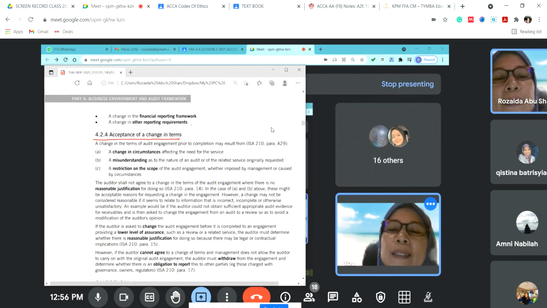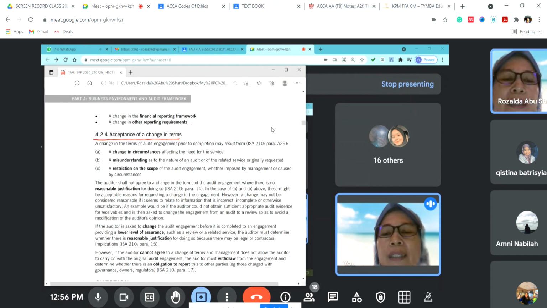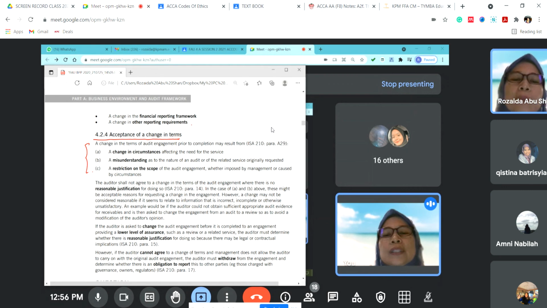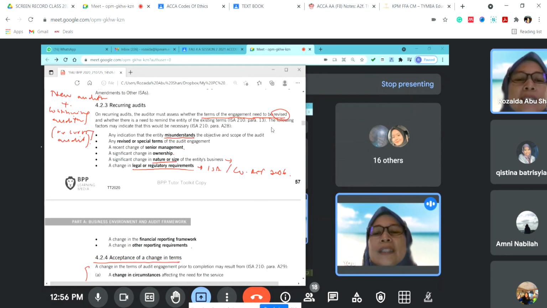And then acceptance of a change in the term. Okay, a change in the term of audit engagement prior to completion may result from a change in circumstances affecting the need for the service, misunderstanding as to the nature of an audit and related service originally requested, and restriction on the scope of the audit engagement. So those are certain situations that might arise from these changes.